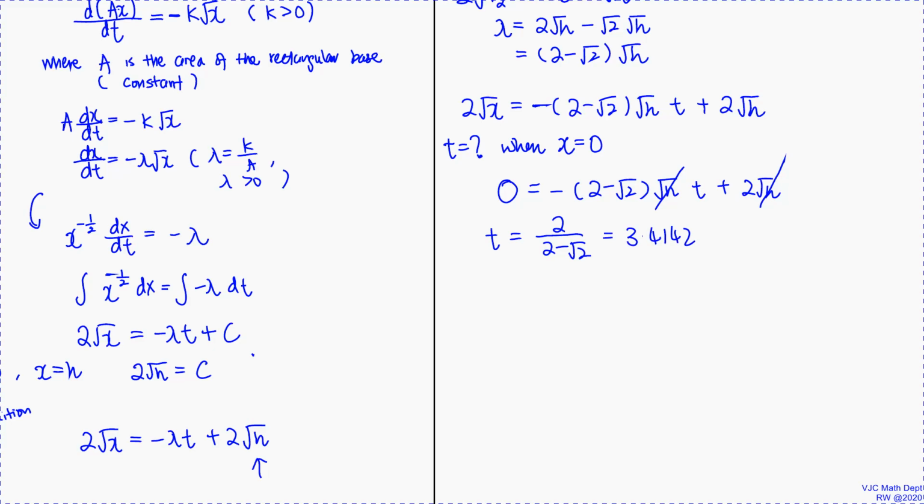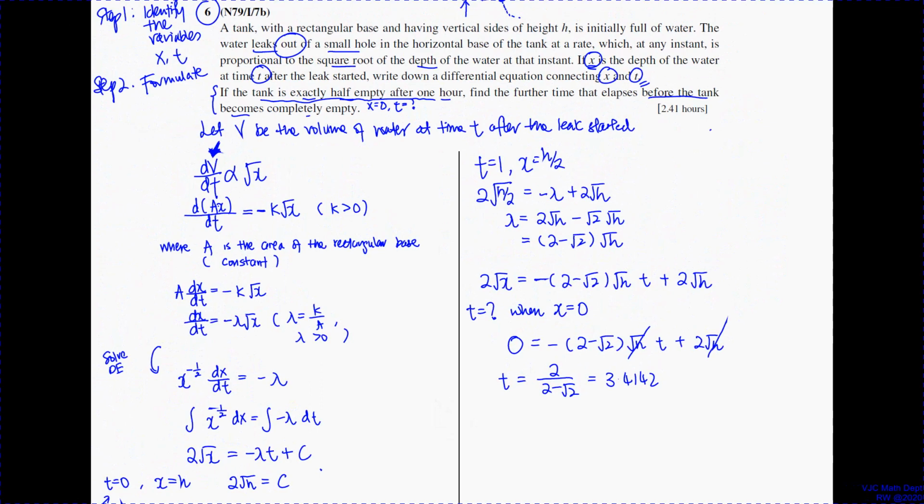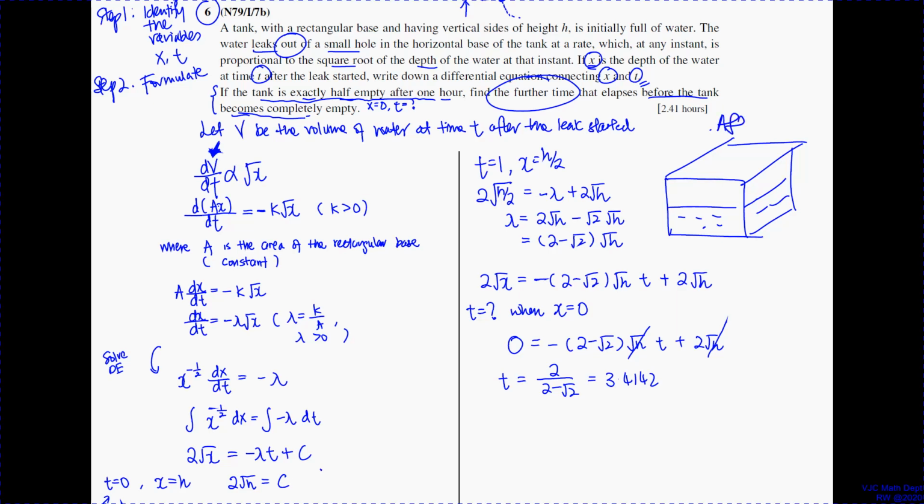That means after 3.4142 hours, let's take a look now. After 3.4142 hours, the tank is completely empty. But let us focus. The question asks for the further time elapsed. What does further time elapsed mean? Look, the tank is half empty after 1 hour. Look, this is the tank. After 1 hour, how many hours more, further time, before the tank becomes empty?